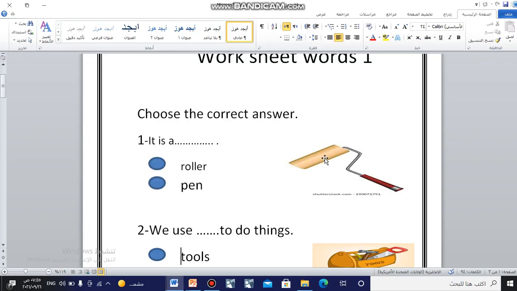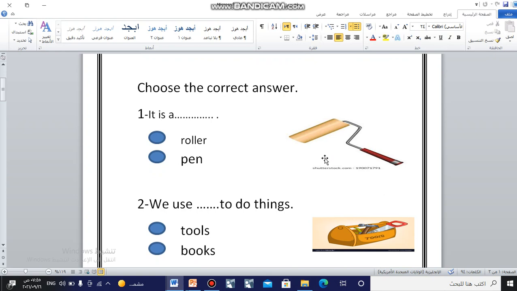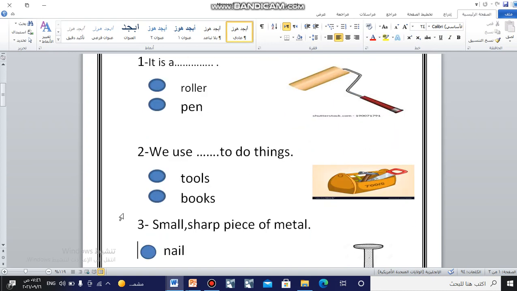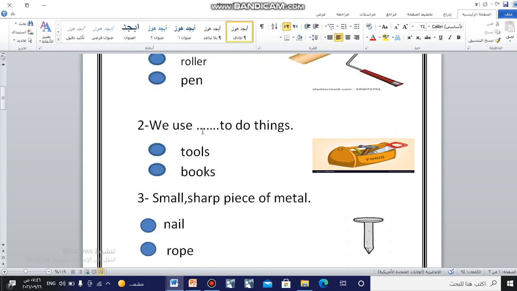Now you should read and answer. Choose the correct answer. It's what? Look here. It's a pen or a ruler? Yes, very good. It's a ruler. Number 2. We use them to do things. What is this? Tools or books? These are tools. Very good.